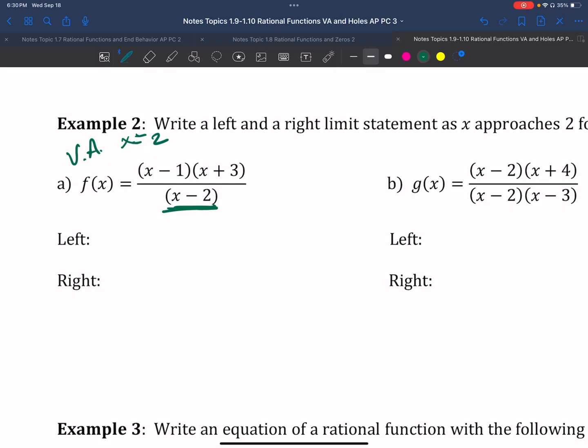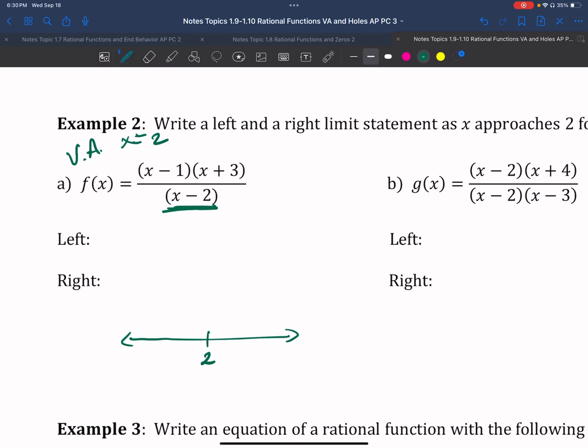And then I'm going to use some information from the sign chart from before to figure out if my limit is positive infinity or negative infinity. So start by creating a sign chart. The only number that you need is the vertical asymptote, which is 2. After that, we're going to plug in some numbers close to the asymptote that will help us figure out if it's increasing with that bound or decreasing with that bound.